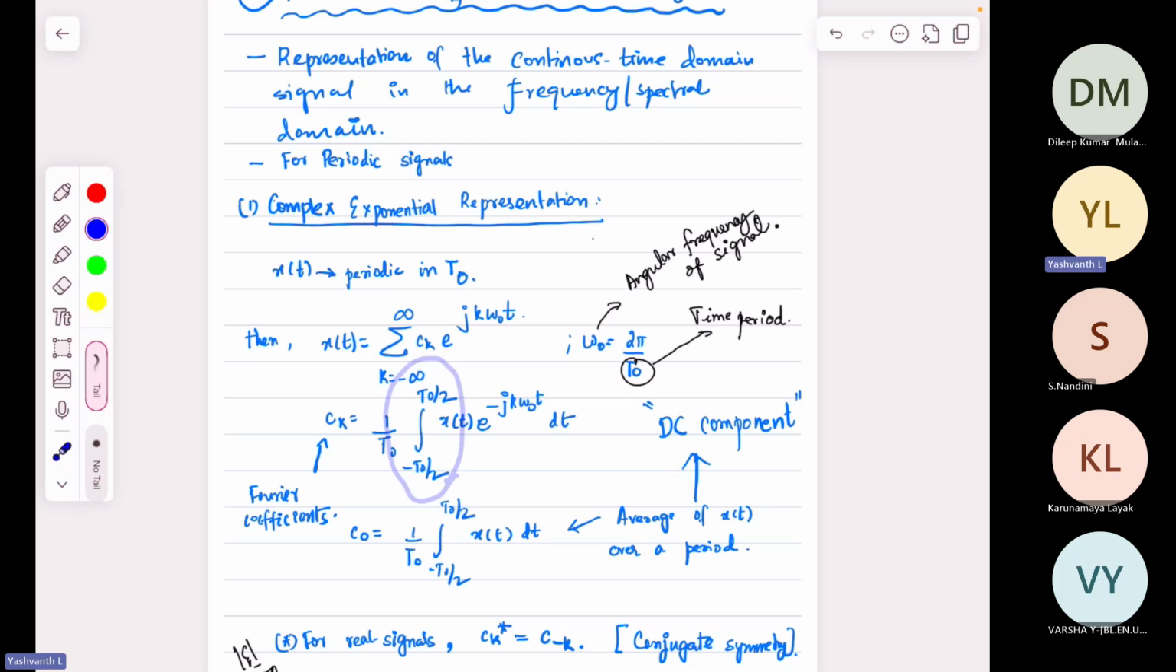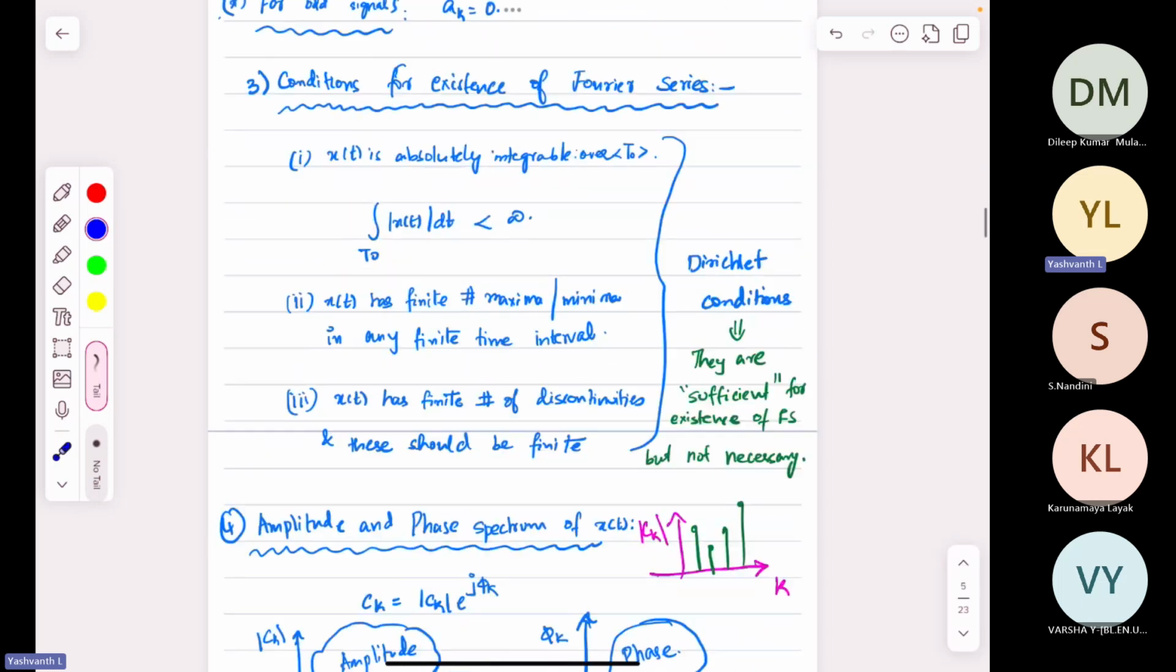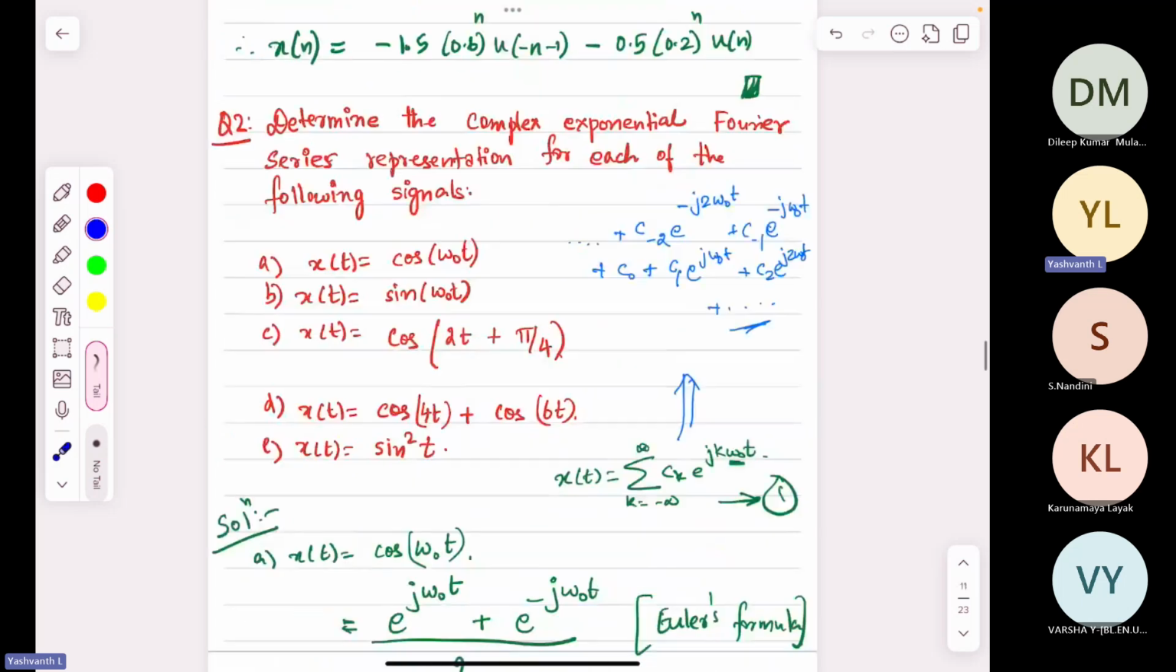That's all. So for example, what is the interval width here, from minus T naught by 2 to plus T naught by 2? That is T naught. You're integrating over a width of one time period, T naught. It is the same thing I am doing here. There is no difference in that sense.